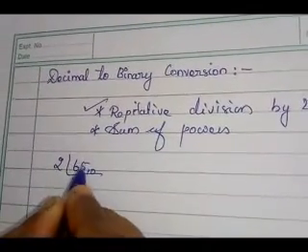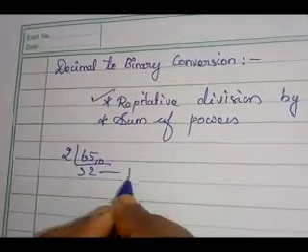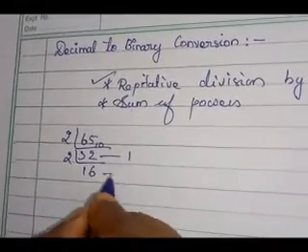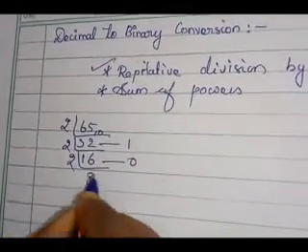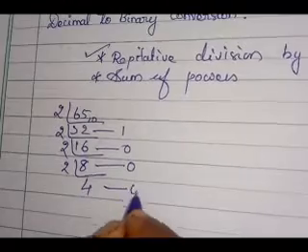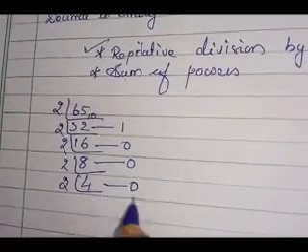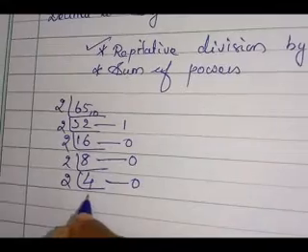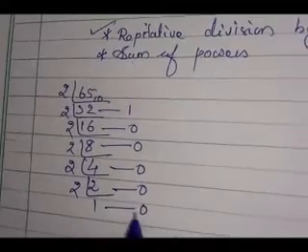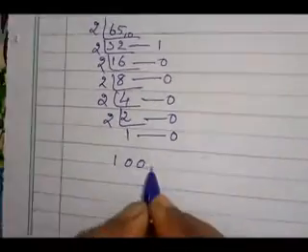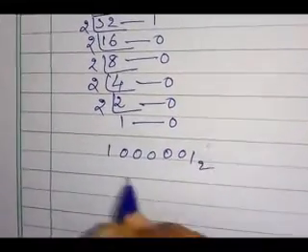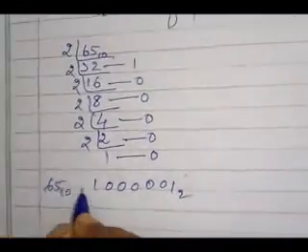3 2s are 6. Then 2 2s are 4, remaining 1. Then 1 2 is 2. Then 6 2s are 12, remaining 0. Then 8 2s are 16, remaining 0. 4 2s are 8, remaining 0. 2 2s are 4, remaining 0. Then 1 2 is 2, remaining 0. So what is the answer? 1 0 0, how many zeros? 5 zeros. Then 1. This is the binary equivalent of 65.